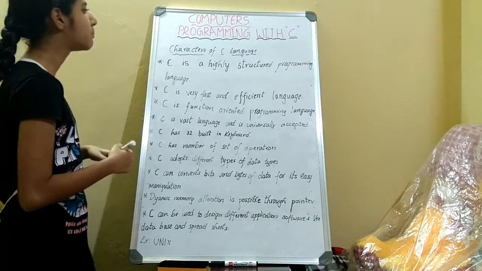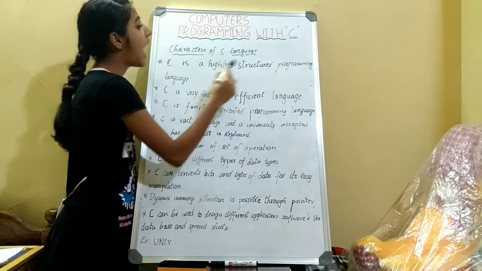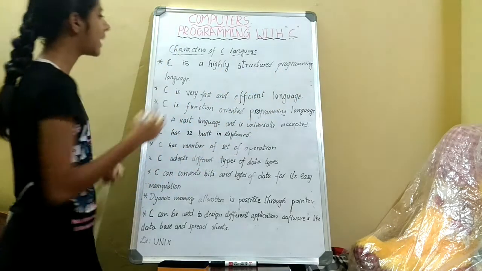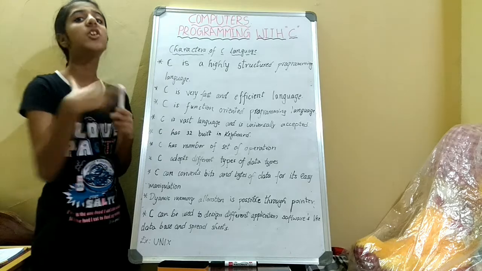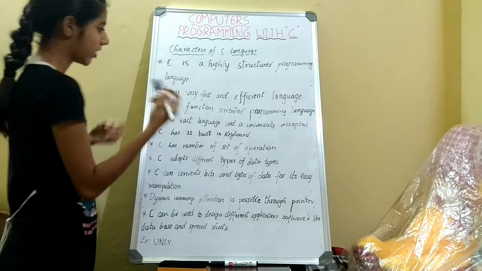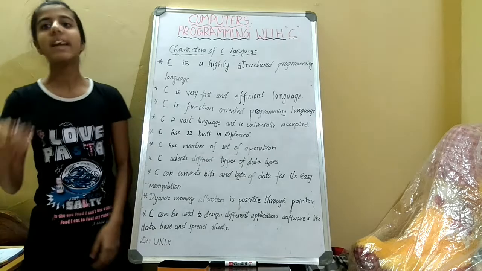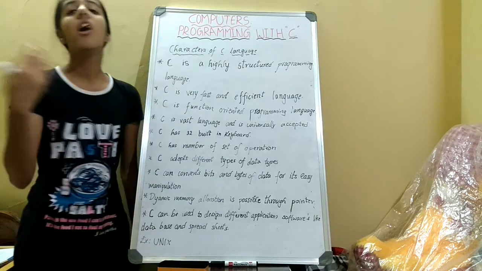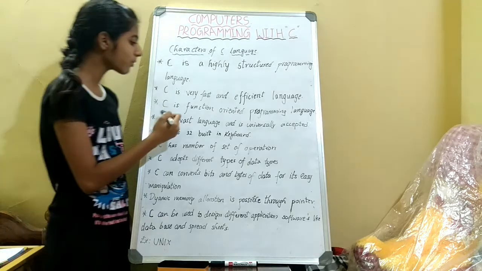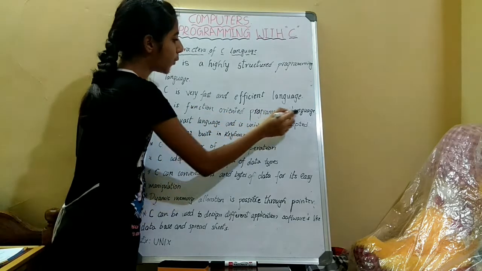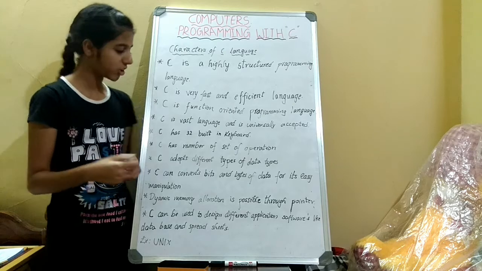Now I am going to explain the characteristics of C language. C is a highly structured programming language. C has so many features and it is a very structured programming language. C is a very fast and efficient language. We can get the result very fast if we write the program correctly. C is a function oriented programming language.